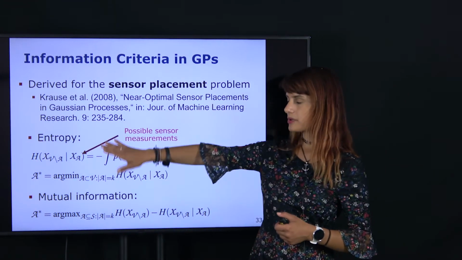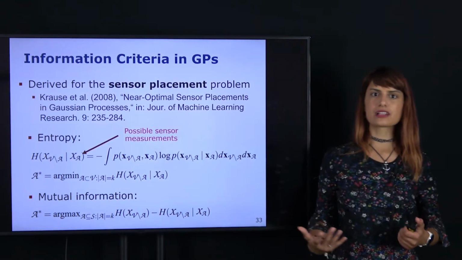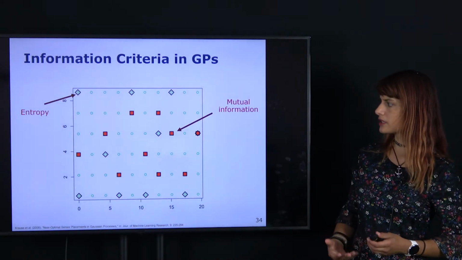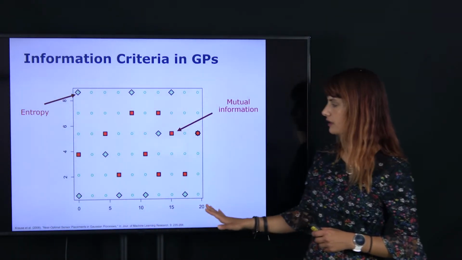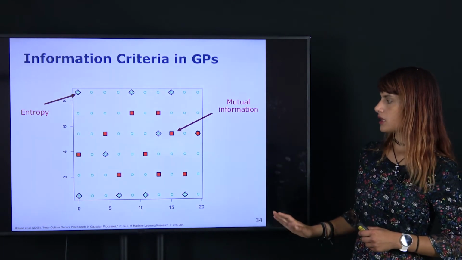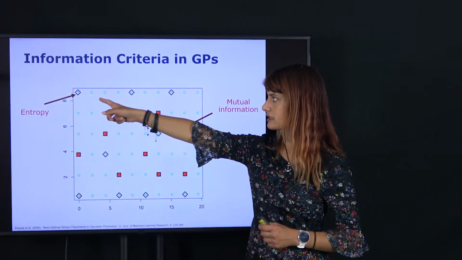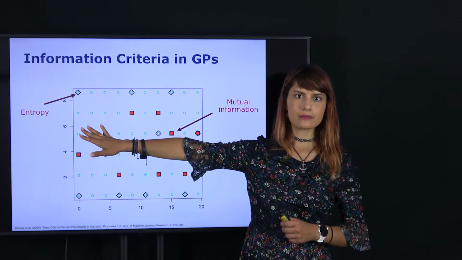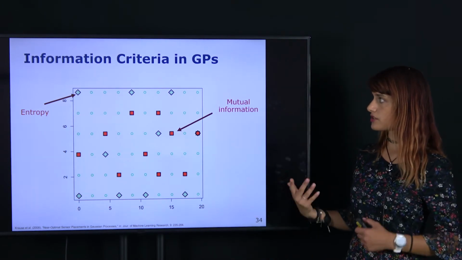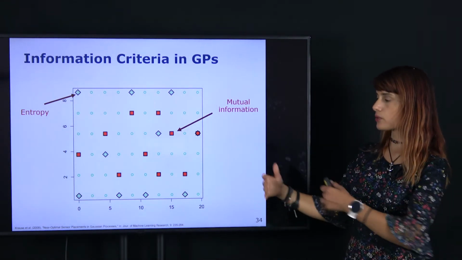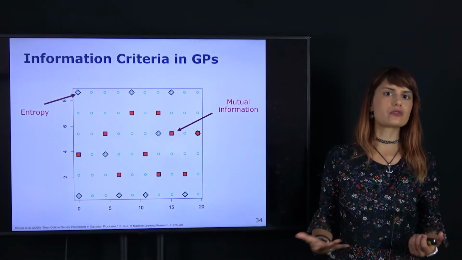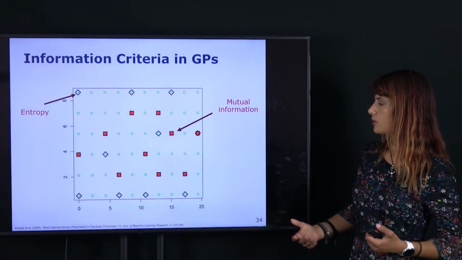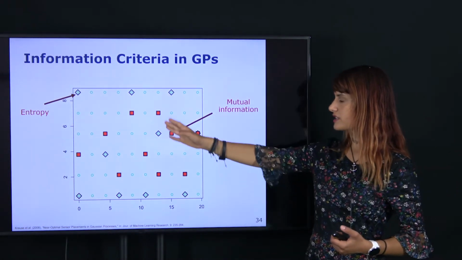So let's compare entropy and mutual information, again in a very simple example to understand the properties of these two information measures. On this slide we can see a field spanning a given area, and the diamonds indicate locations we want to place sensors if we were using the entropy criterion. If our goal was to minimize entropy or uncertainty, these are locations that we would place our sensors, and this was derived through an algorithm, depending on the properties of the field. Whereas for mutual information, we have these red squares.